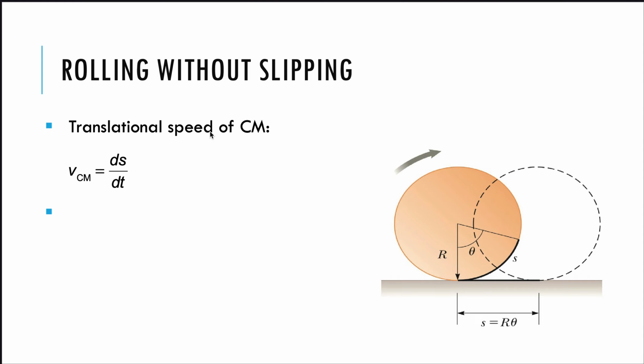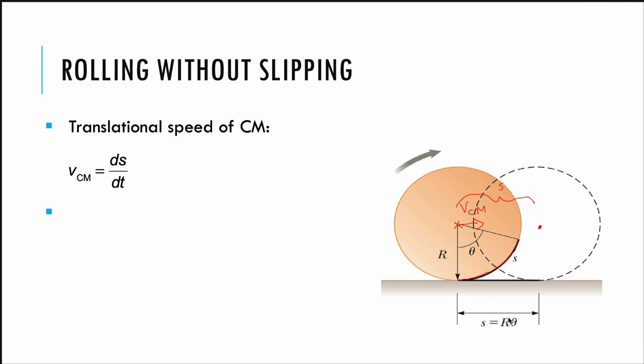Let's look at the translational or linear speed of the center of mass. The center of mass of this object is at the center, so it's going to move linearly. To find the speed of the center of mass, we just take the derivative of the distance per time. The distance traveled as this object is rolling from this point to this point is s, and s is the same thing as the arc length, as you can see from this picture.